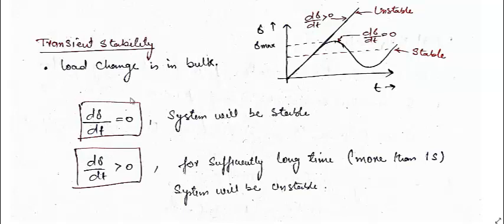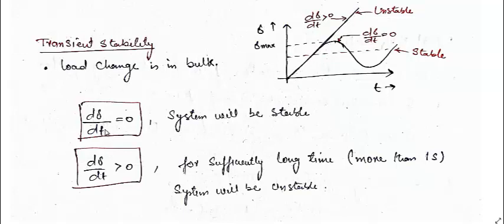So for the system to be unstable, first we'll discuss unstable. This dδ/dt should be greater than 0, which we have discussed in the last class: when dP/dδ is less than 0, dδ/dt will be greater than 0, which we have seen like this. It will grow on increasing without bound.